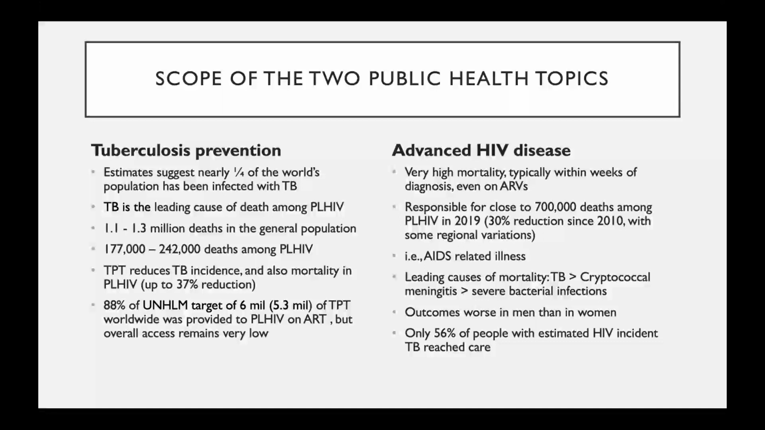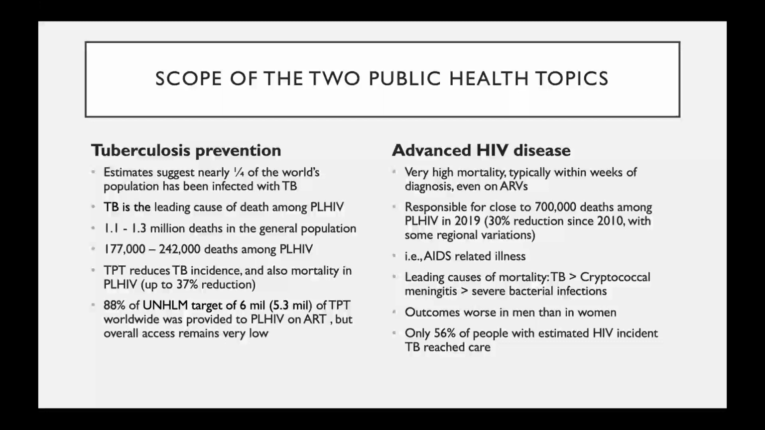Now when you switch over to advanced HIV disease, it's typically associated with very high mortality, within weeks of diagnosis, even on ARVs. As per recent UNAIDS estimates, it was responsible for up to 700,000 deaths in 2019. Although this has greatly reduced, it is still an unacceptably high number, and it is a leading cause of mortality. Again, this is where tuberculosis comes in, as the leading cause of mortality among patients with advanced HIV disease, followed by cryptococcal meningitis and then severe bacterial infections.